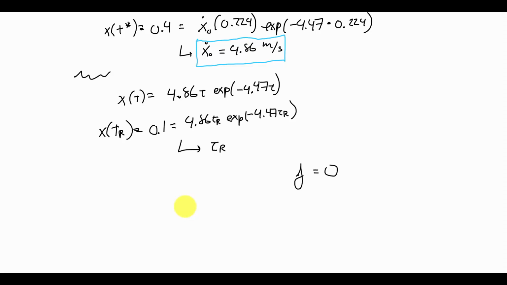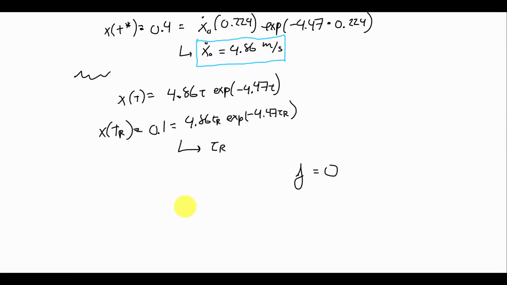And it's going to find what are the values that make f equal to 0. But the problem we have here, in the roots we're trying to find, is that one side is 0.1, and the other side is 4.86 TR e to the negative 4.47 TR. So it's not in a format that fzero wants, because again, one side is not 0. Well, that's easy enough to fix though.